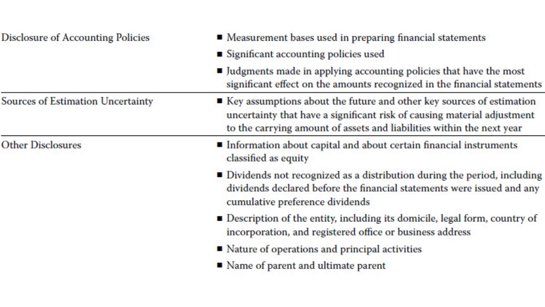Other disclosures. This is about the information about capital and about certain financial instruments classified as equity, dividends not recognized as distribution during the period, including dividends declared before the financial statements were issued, and any cumulative preference dividends. Then the description of the entity, including its domicile, legal form, country of incorporation, and registered office. Usually this is the first of the notes. Then the nature of operations, and the name of the company and the parent.